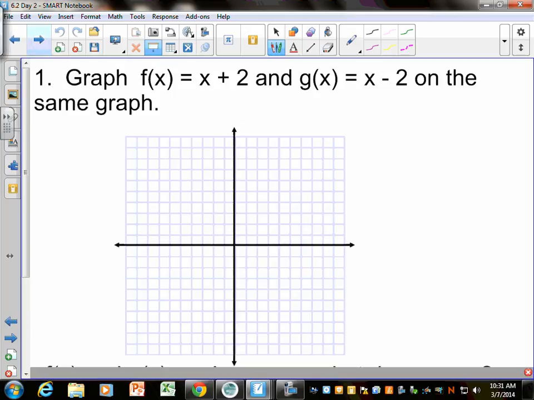So graph f of x equals x plus 2 and g of x equals x minus 2 on the same graph. I hope with all my heart that you can graph these two functions.